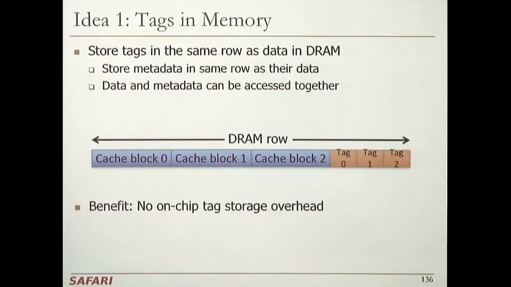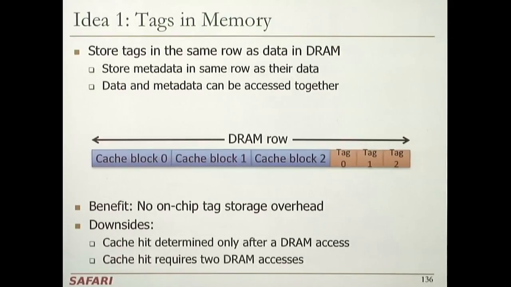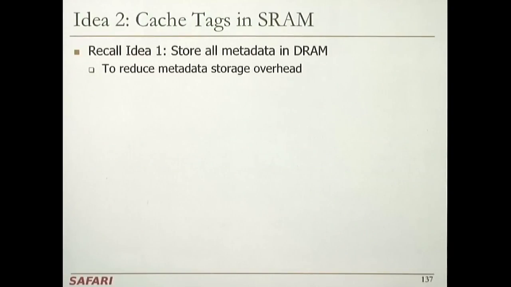The big benefit is there's no on-chip tag storage overhead, and the scalability issue goes away, right? Now as you add more DRAM, you also get more metadata storage, tag storage. You're as scalable as the size of your DRAM. The downside is, as we've discussed, a cache hit is determined only after a DRAM access, and a cache hit requires 2 DRAM accesses. So how do you solve that?